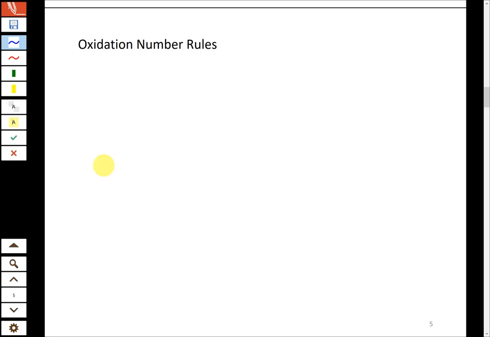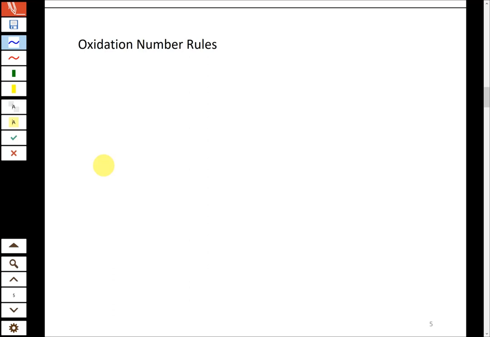So it's totally a formalism. It has no real physical meaning. It's not something that tells us much. It's just an accounting tool for us to figure out whether or not something is gaining or losing electrons. But first we have to learn how to do it before we can see how it applies to redox reactions.